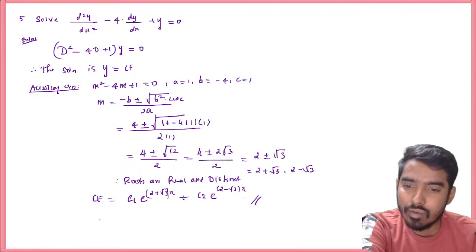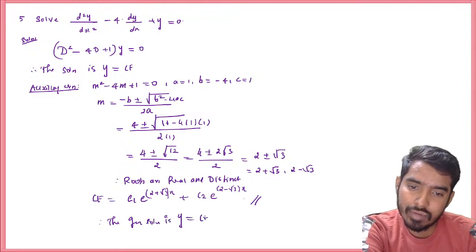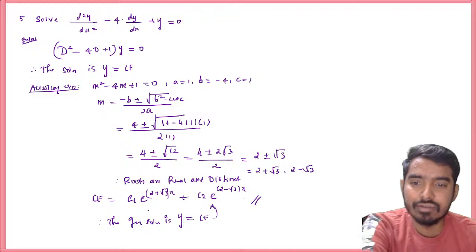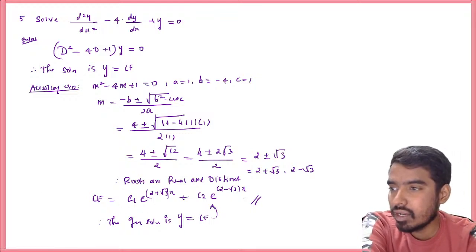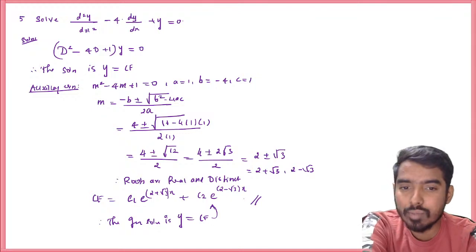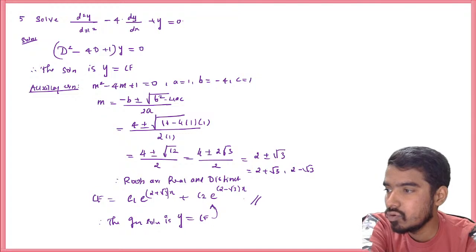So again, y is equal to CF, the general solution. y is equal to complementary function, which is same as this. So y is equal to C1 e power (2 plus root 3)x, C2 e power (2 minus root 3) into x. Super. So move on to next problem.